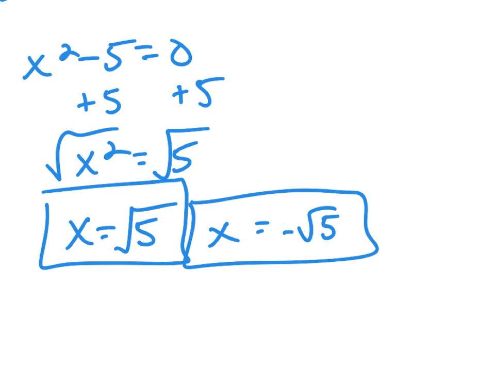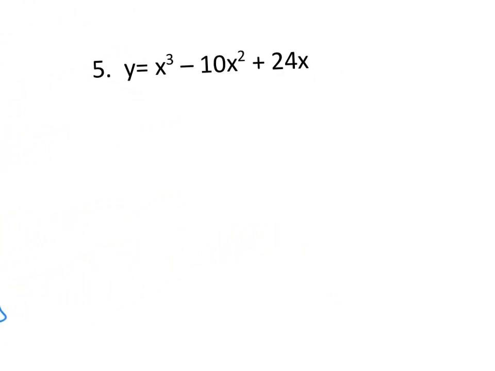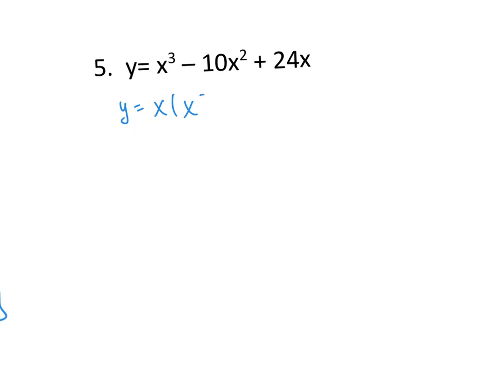All right, so let's look at number 5. This one has an x in each term, so I can pull out a greatest common factor here. We have x times x squared minus 10x plus 24. And then let's see if we can factor what's inside the parentheses. Not 25. 1 and 24, 2 and 12, 3 and 8, 4 and 6. Those are the factors of 24.